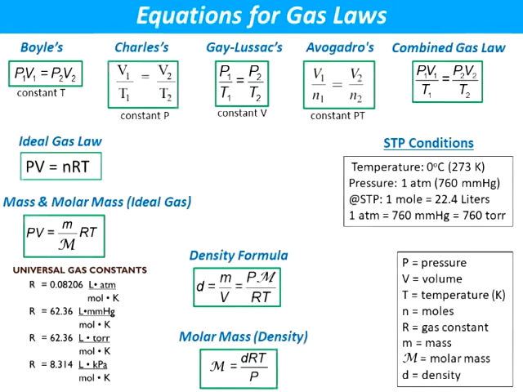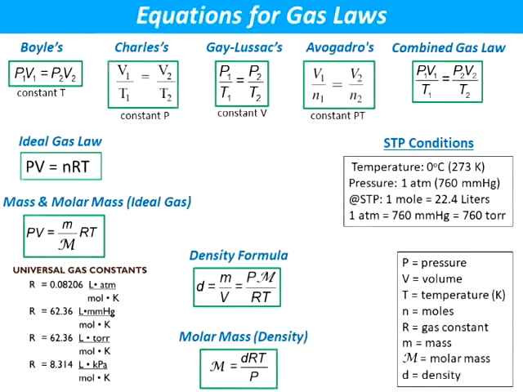We're also noting standard conditions. Temperature is 0 C, but we always report temperature in Kelvin, K. Then standard pressure is 1 atmosphere or 760 millimeters of mercury. At STP, it is important to note that 1 mole equals 22.4 liters. We have a conversion of 1 atmosphere to 760 millimeters of mercury or 760 torr.